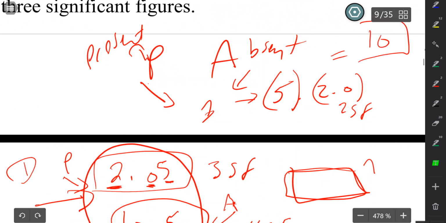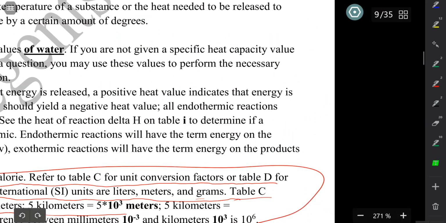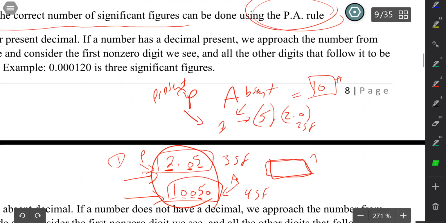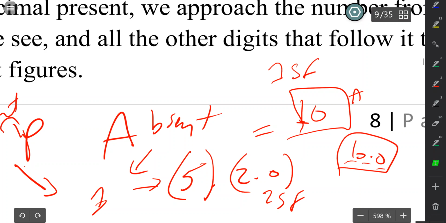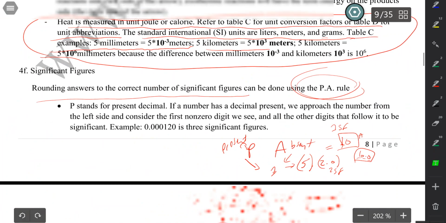Now you ask yourself, is 10 1 significant figure? The answer is, approach it from the right. The decimal is absent, so look for the first non-zero number. It's 1. There's only 1 number that's underlined. Therefore, 10 is actually 1 significant figure. I don't have to round it. I don't have to change it. However, if you had 10.0, that would actually be considered wrong, because that would be 3 significant figures. Okay, so that's pretty much it for significant figures.